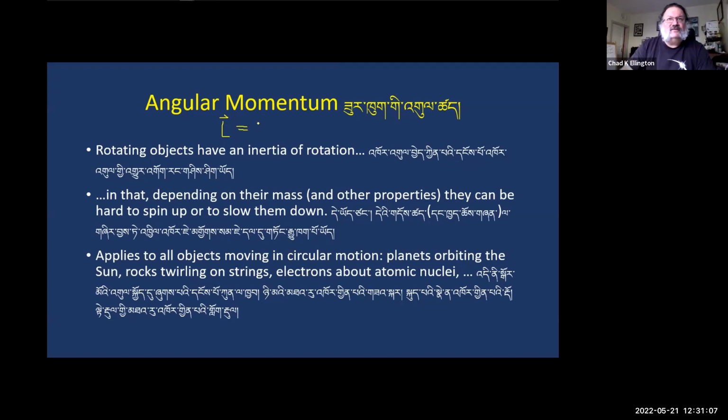And it is equal to rotational inertia times rotational velocity.